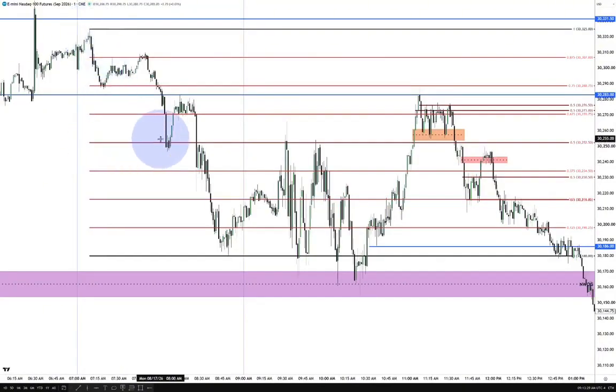Right here, that's the consequent encroachment of this range, or in this case, because it's a range, equilibrium. So it's high to low, halfway point here. We're really in a premium now. And it goes up to buy side, sweeps this out there. So what do you think it's going to likely do? It's already returning back to an old pool of liquidity.